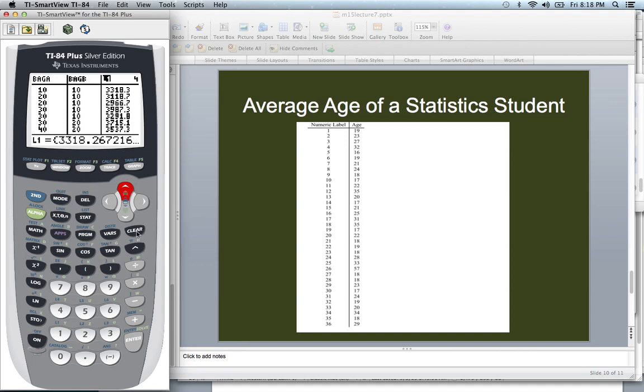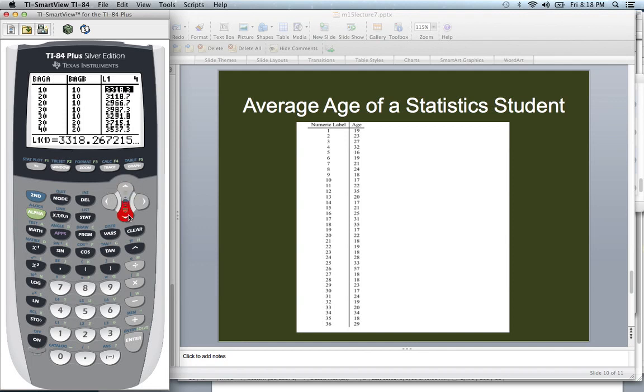To clear a list of data, all I need to do is move my cursor all the way up to the top. Make sure the top of L1 is selected. And I know I've talked about this in a previous lecture, but notice how the calculator is using the braces here, and it's actually using set notation.